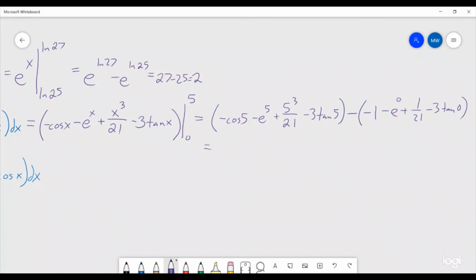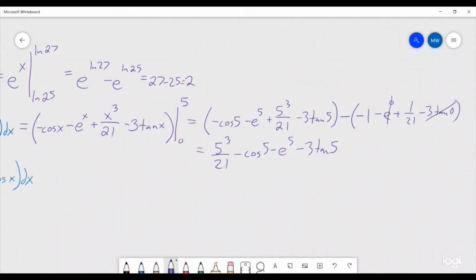So that all goes to, we got 5 cubed over 21 minus cosine of 5 minus e to the 5 minus 3 tangent of 5. Let's see, so that's a minus 1, tangent of 0, that's 0, so that goes to 0. So minus 1 over 21 minus 2. There you go. That's what that one is. Doesn't really look very nice, but it is what it is.